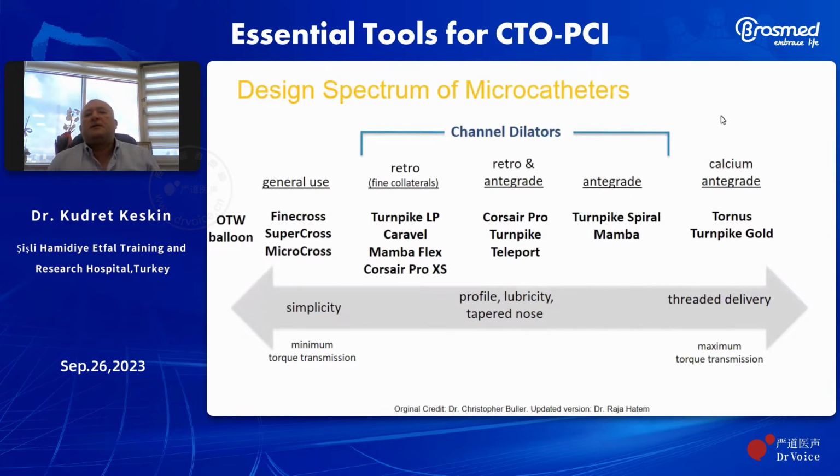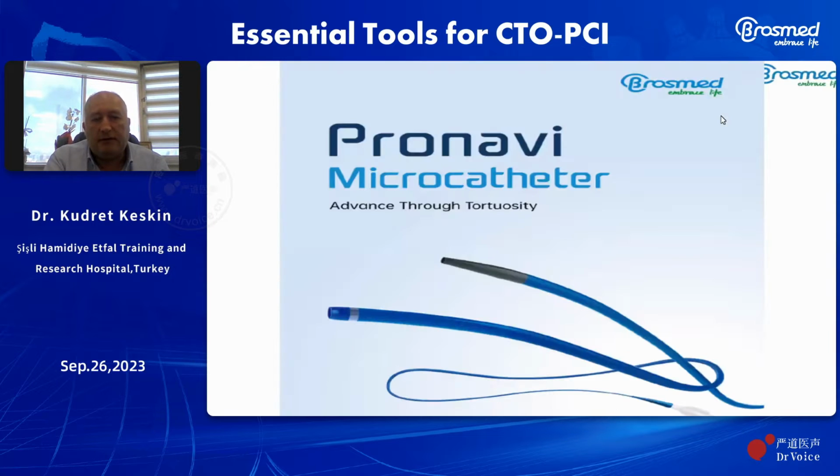And this is a general design spectrum of microcatheters. It's a summary slide, actually. On one hand, on the right side, you have Tornus and Pike Gold, which are really heavy and threaded. And on the left side, there are some slim microcatheters with a low profile and general use. So, in this context, where does Pronavi fit in? I would like to now go into this in detail.